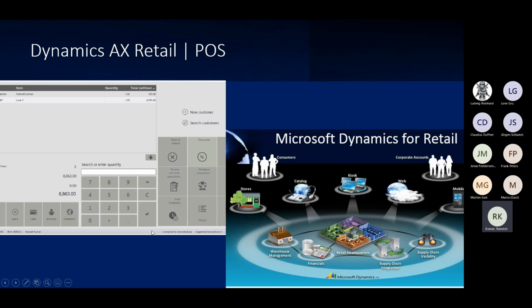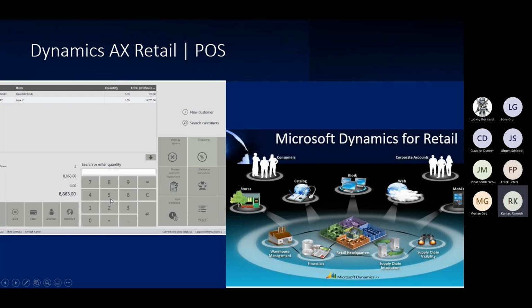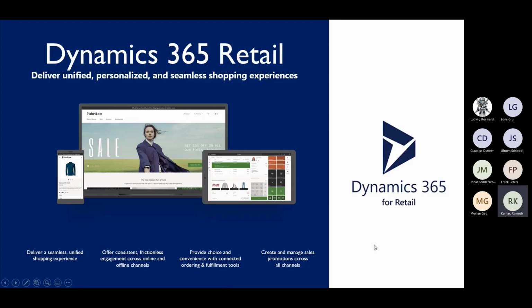And this is an image from AX Retail and AX point of sale. The retail omni-channel point of sale started from AX, which is tightly integrated with all the core concepts like finance, warehouse management, and supply chain, and it also connects with stores, catalog, kiosk, web, mobile, and all the corporate accounts as well. Dynamics 365 Retail delivers a complete integrated end-to-end solution that unifies back office, in-store, and online to manage the increasing customer demands and expectations.